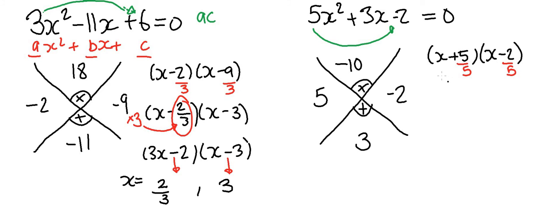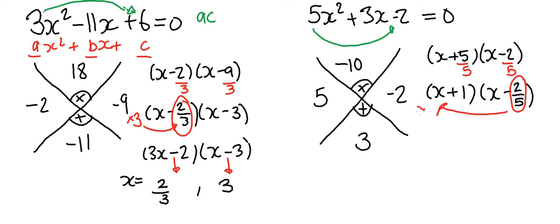Okay, then we're going to simplify. So I've got x plus 5 divided by 5, that's 1. And x minus 2 over 5, that's a fraction. Remember we said we don't like fractions. So I'm going to multiply by 5 to get rid of my fraction. Just this bracket. So I've got x plus 1, that's okay. 5 times x is 5x minus 2, because that's 5 times 2/5.